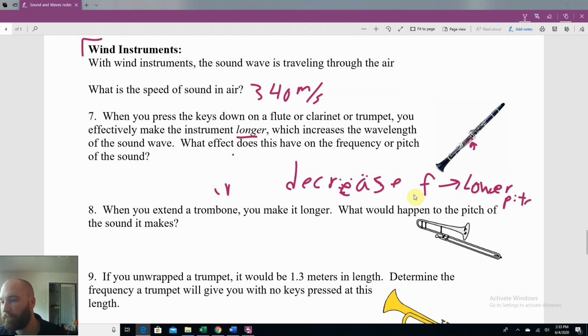Pitch. Okay, and that's how you would produce a lower note if you wanted to do that.